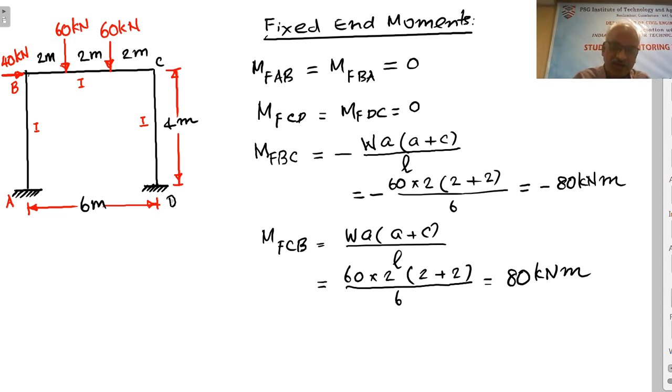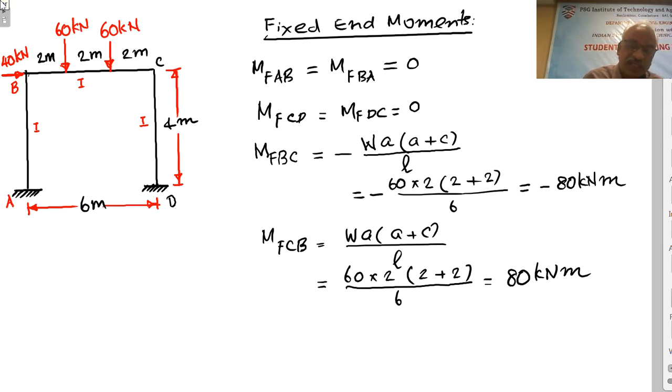Coming to the solution, fixed end moments. The first step in moment distribution is the fixed end moments. The columns AB and CD are without any lateral load. The load at B will not cause any fixed end moment. Therefore, M of AB is 0, M of BA is 0, M of CD is 0, M of DC is 0. And coming to M of BC, we have another procedure.